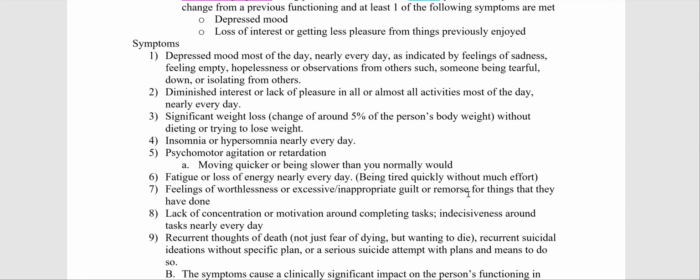Insomnia, meaning they can't sleep, or hypersomnia, meaning they're getting more sleep and sleeping longer than they would have wanted to nearly every day. Psychomotor agitation or retardation. Agitation meaning they can't stop, or the retardation is the slowness of their behavior. So moving quicker or being slower than they would have normally been on a normal day. Fatigue or loss of energy nearly every day. So they have low energy, or they're easily fatigued when they go to do things. So they're getting tired out without much effort at all.